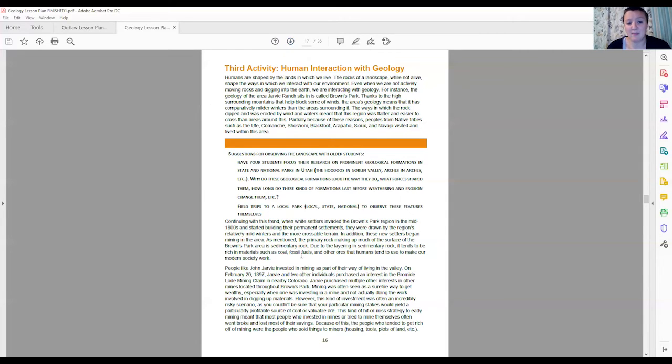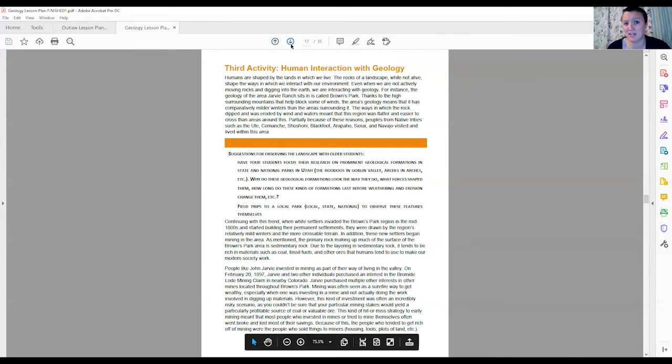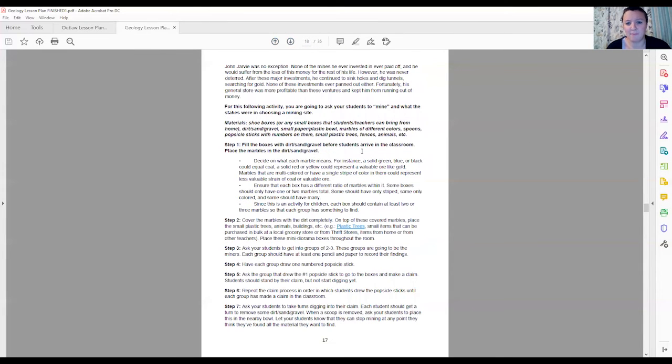So here we have a bunch more information that shows how the geology formed the history of Browns Park. And then after, if you want to share that, you can, but for this activity, you're going to want to ask students to bring in small boxes like shoe boxes from their house, or to bring in any that you have.